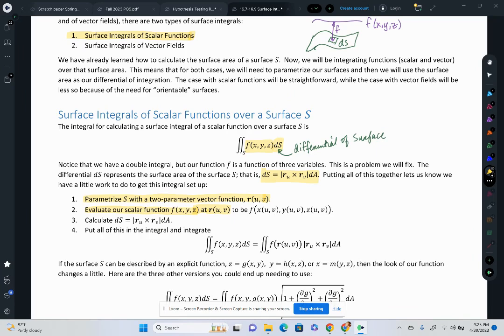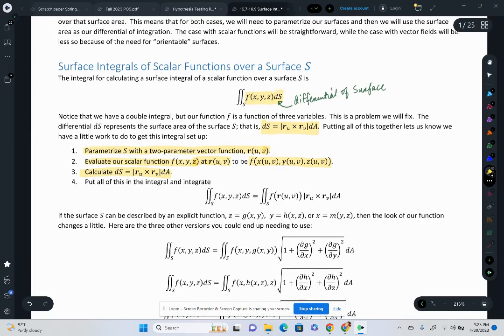Once we have our scalar function evaluated at r of u, v, then we're going to calculate d big S, which is going to be that magnitude of the cross product of the first partials of r of u, v. And then we're going to put it all in an integral. So here's the translation of the double integral over S of f of x, y, z, d big S.